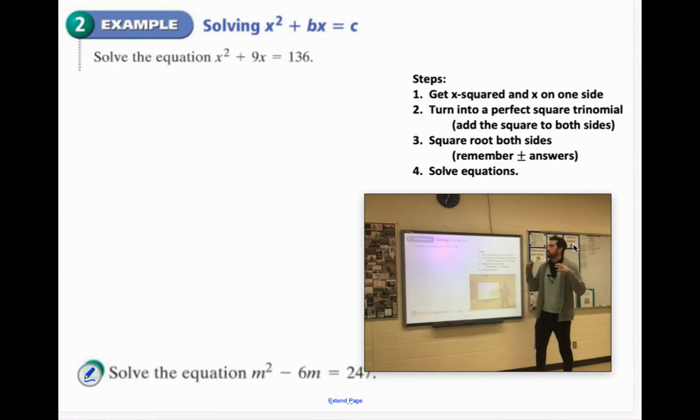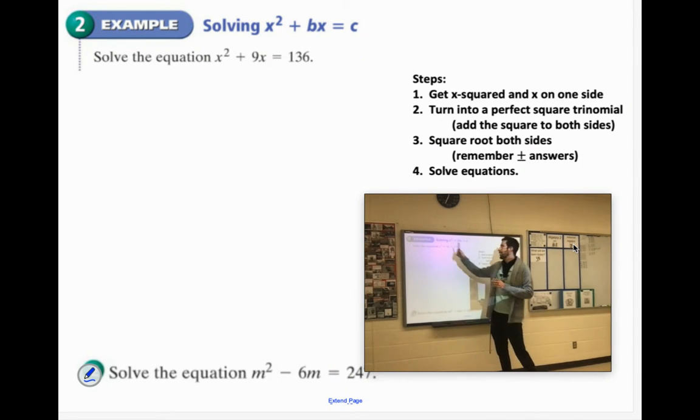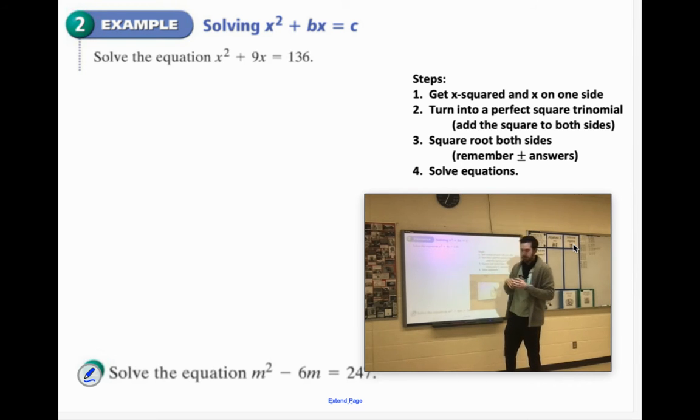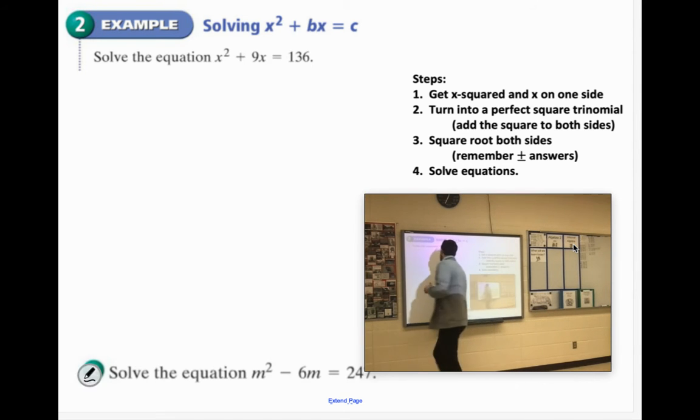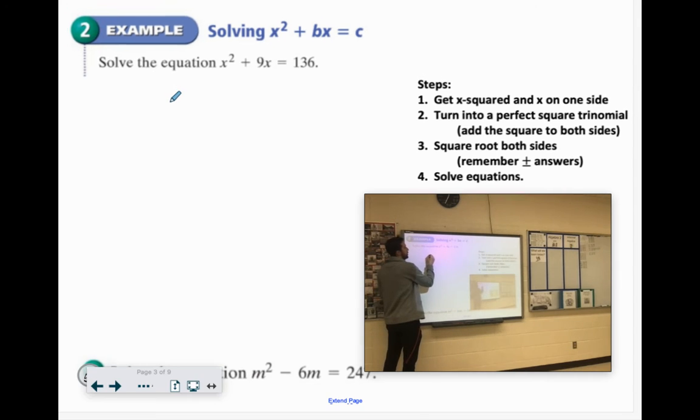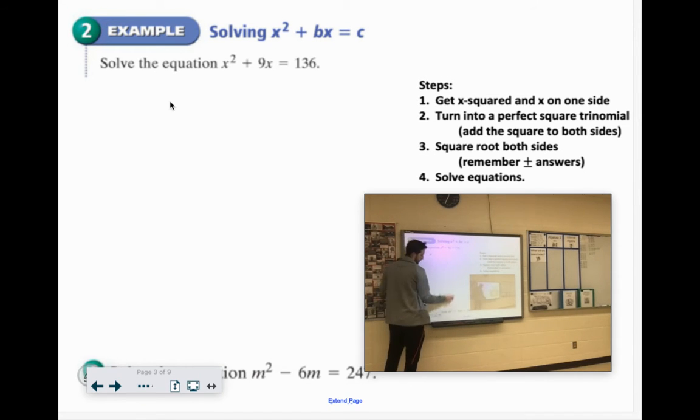So this is called solving them by completing the square. You're going to want to make sure that you get your x squared and your regular x's on one side of the equal sign, everything else on the other side of the equal sign. Great, it's already set up like that. So here's what we're going to do. We're going to space this out a little bit, maybe.